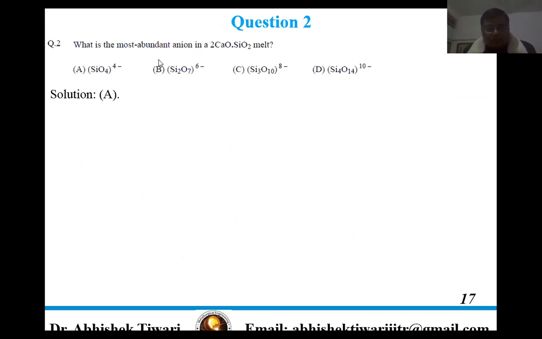Now question number 2. What is the most abundant anion in a 2CaO SiO2 melt? So the correct answer is option A, SiO4 4 minus.